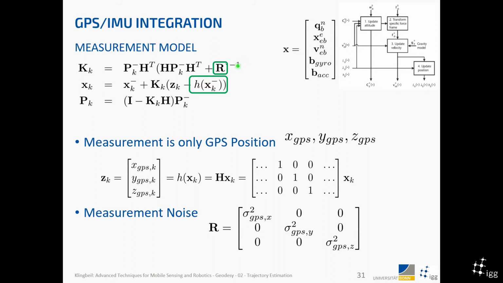The measurement model then is again as simple as the one before. We directly observe in X, Y, and Z. So we're directly observing those three parameters here. So the measurement matrix is just the H that we see here with those three ones at the correct position. The measurement noise then is this.